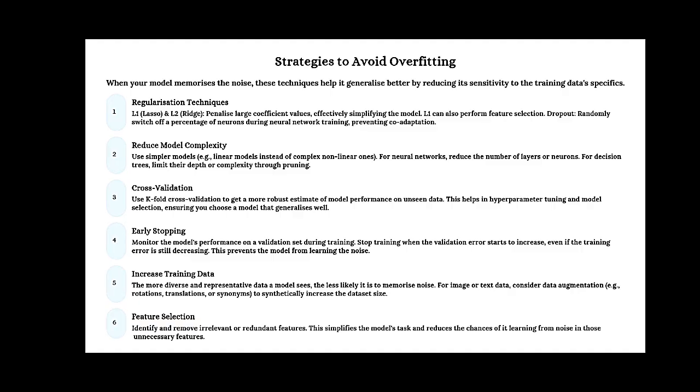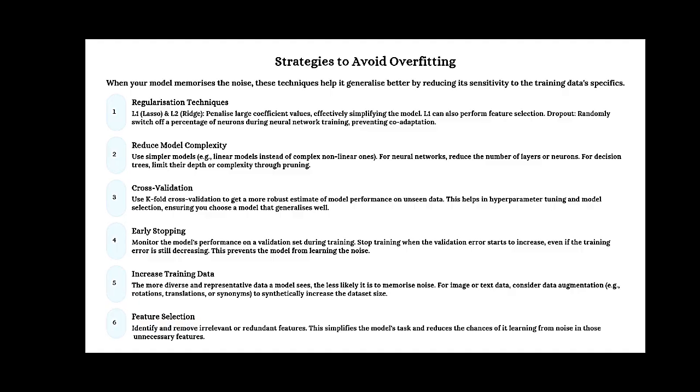Then, increasing training data is one of the most effective methods. The more diverse data a model sees, the better it will learn the true pattern. If we can't get more data, we can use data augmentation, which creates synthetic data by rotating or translating images, for example, to increase the dataset size.